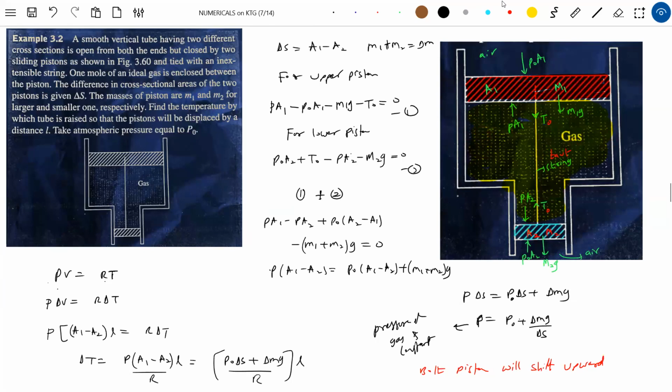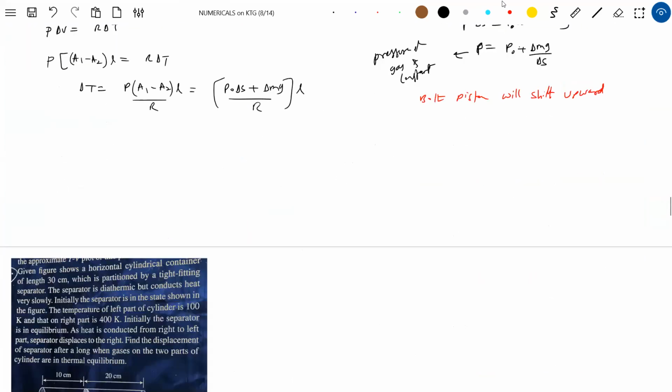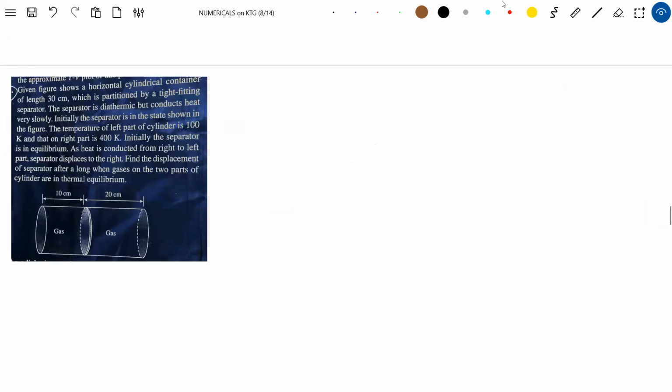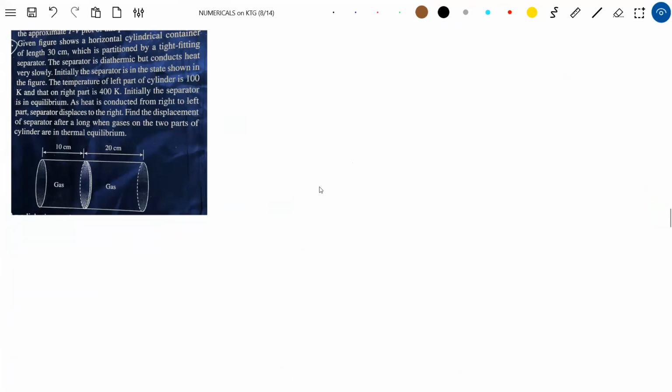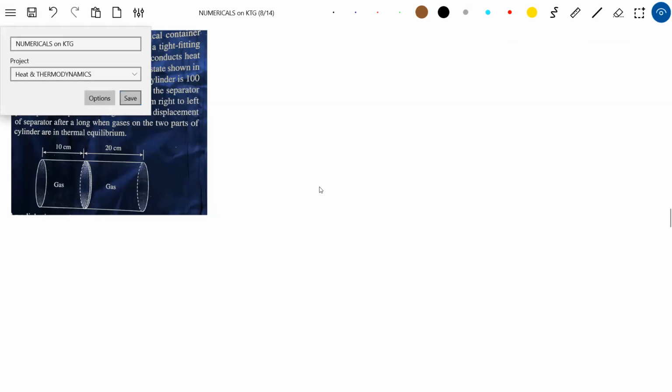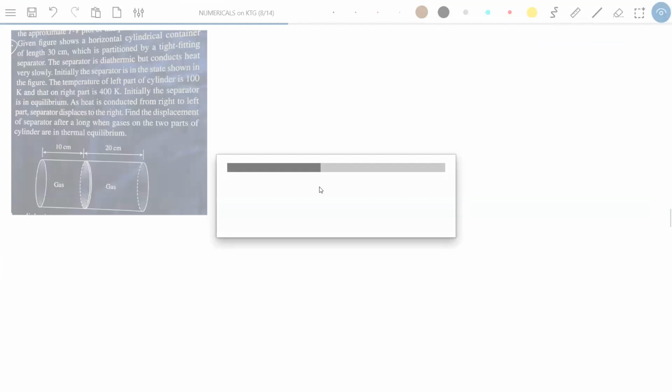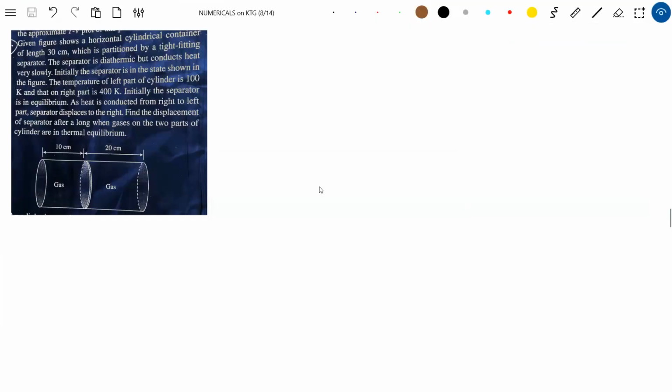Okay, I'll slide down. The same thing we had: find the displacement of the separator after a long time when the gas in the two parts of the cylinder are in thermal equilibrium. You have to work out the same. I discussed it statically; here I brought it as a numerical. Okay, can you work this out? Let me go for the next one.